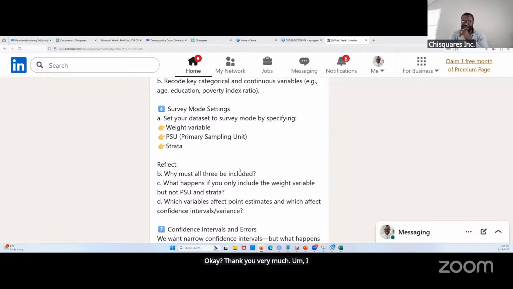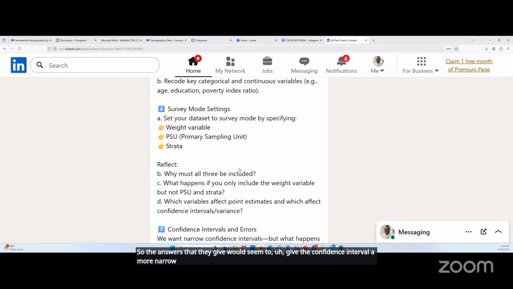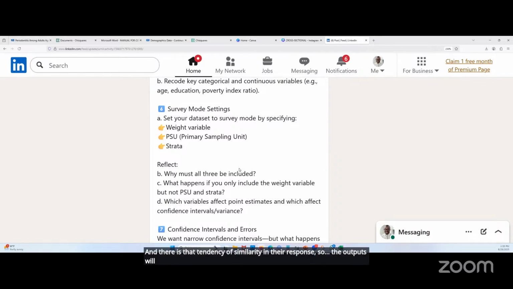I think we have another hand up, Courage. Yeah, hello. Okay, so I think that because within a cluster, people tend to be more similar, the answers that they give would make the confidence interval narrower than when the cluster is acknowledged. If it's put into consideration, it's able to tell that these people are within a cluster, and there is that tendency of similarity in their responses. So the output will be given a broader confidence interval.